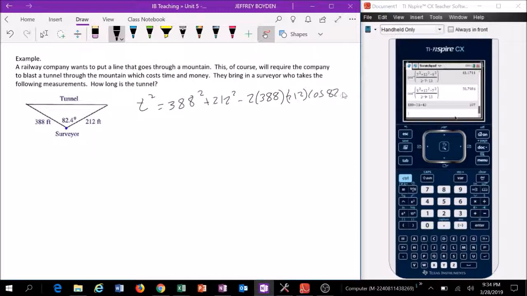which is 82.4. Now remember, this is the mistake a lot of people make. They forget to square root both sides. So please do that. And once you get that set up, it's just a calculator exercise. So let's go type it in.